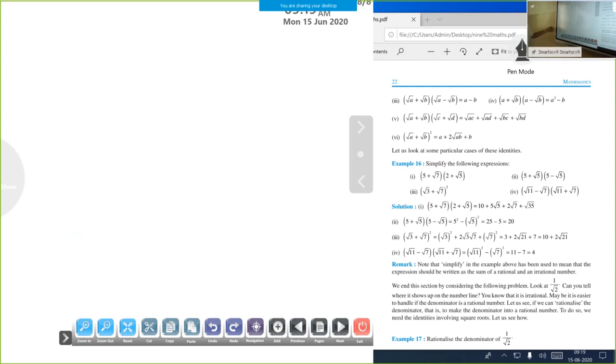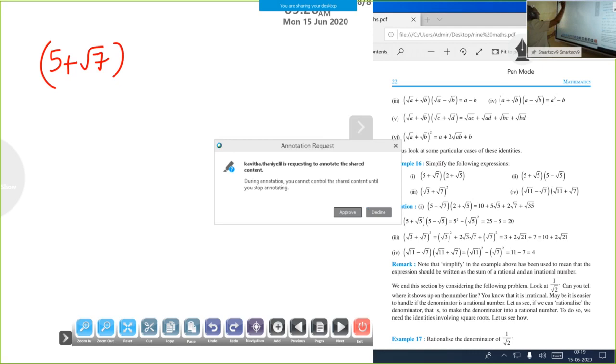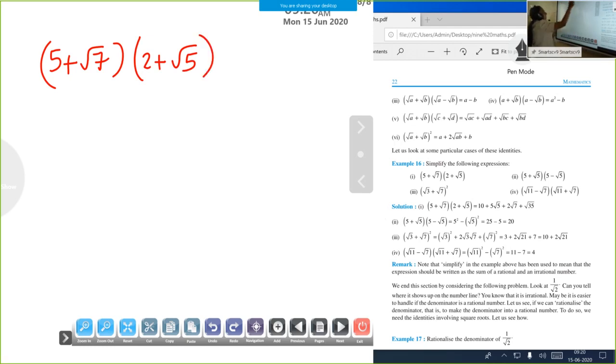Again, another type of question. See, simplify 5 plus root 7 into 2 plus root 5. Check the question. This is not of the form a plus b the whole square. Here it is not a minus b the whole square. Again it is not a plus b into a minus b. One different type of question.